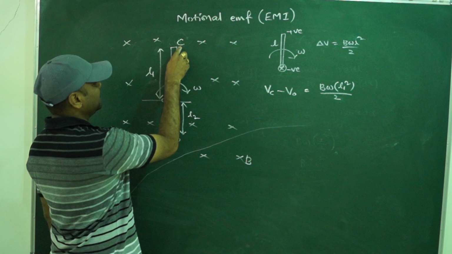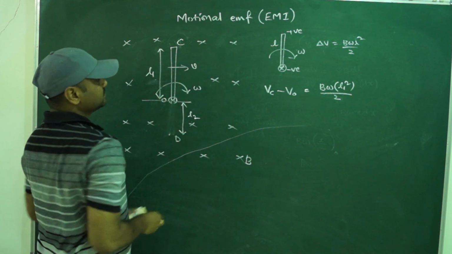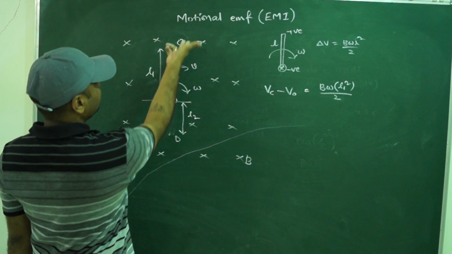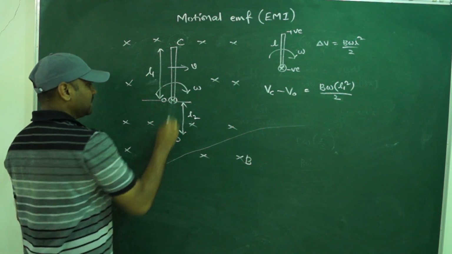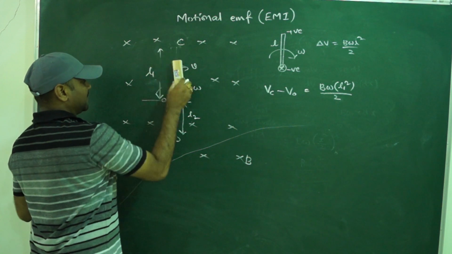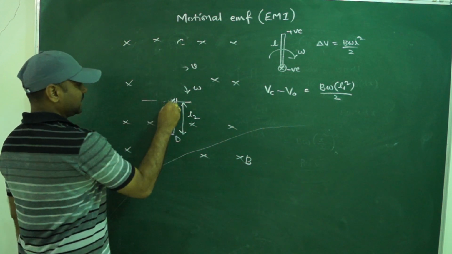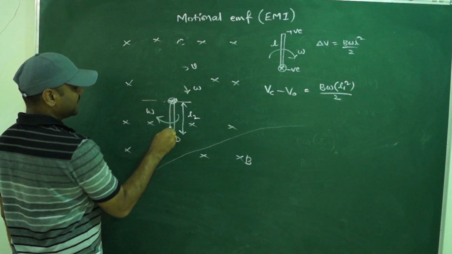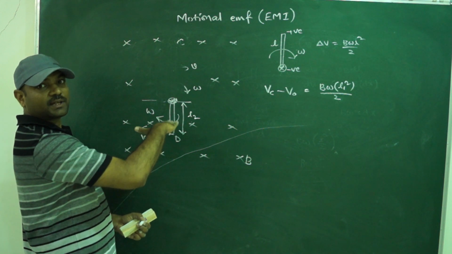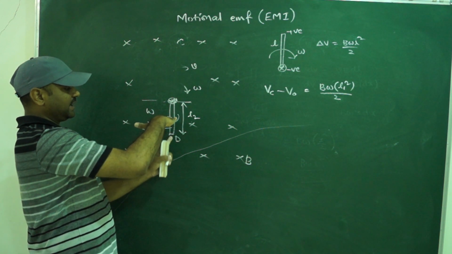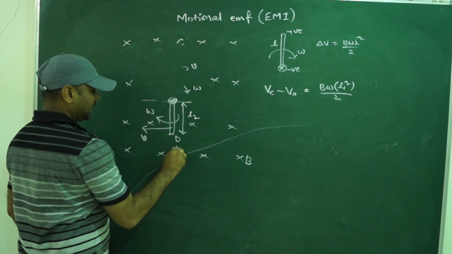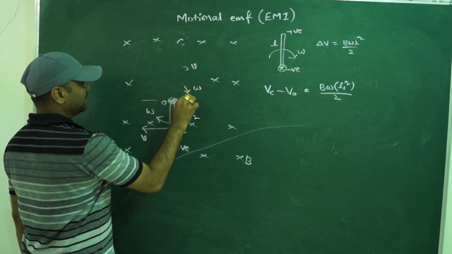I wrote that C is at higher potential because it is moving with velocity V. Keep the thumb in the direction of velocity, fingers in the magnetic field direction. C will be at higher potential, O will be at lower potential. Now take OD. Take only the lower part, no need of the upper part. Now you can take it like this is one rod rotating with angular velocity omega. Again the thumb is in the direction of velocity V, remaining fingers in the direction of magnetic field. Then D will be at higher potential, O at lower potential.